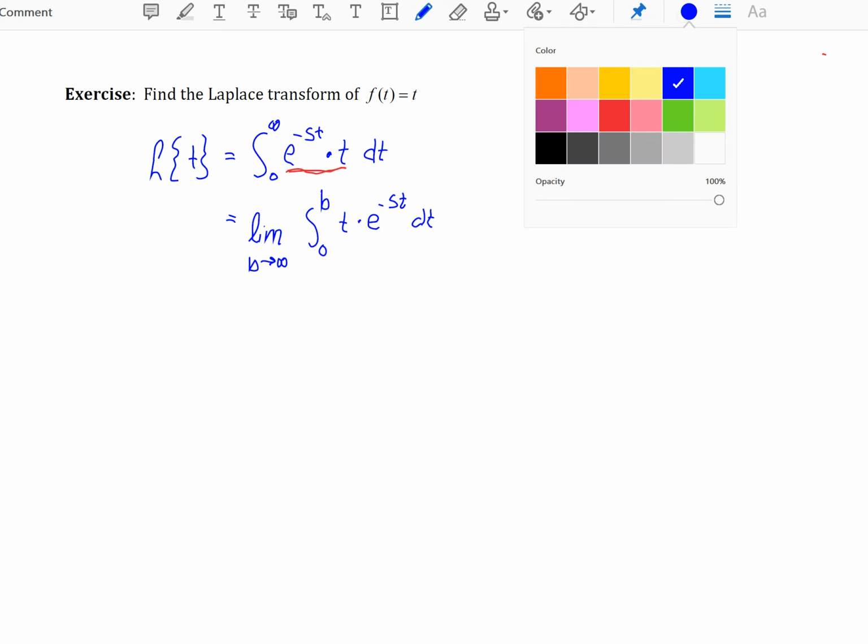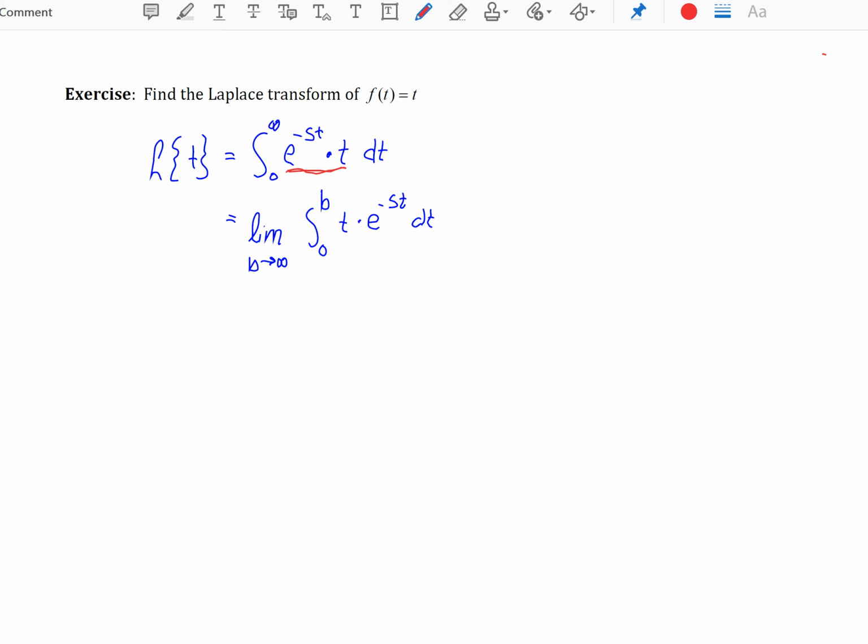And now I would like to ask you to recall your integration techniques from Calc 2. How do we find the antiderivative of an integrand that looks like t e to the negative st? And I hope you're thinking, integration by parts.